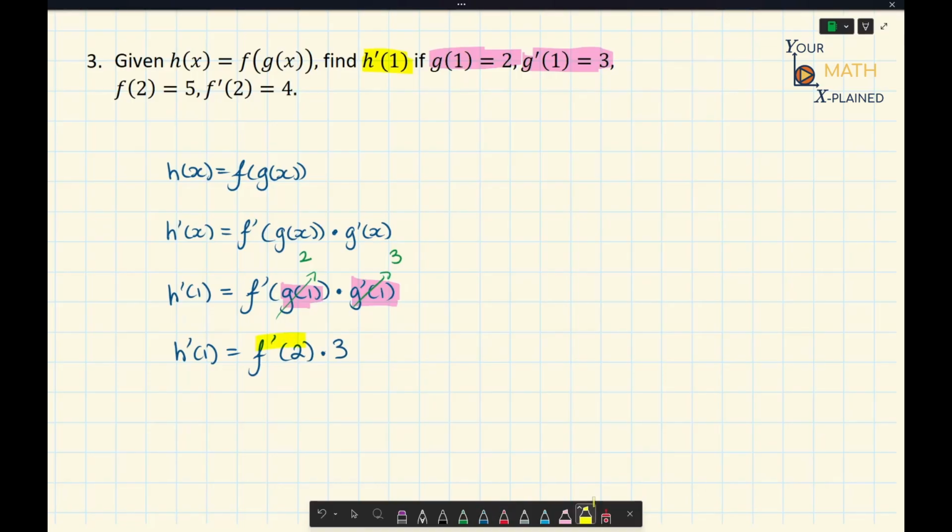But we're also given what f prime of 2 is. We're told that f prime of 2 is equal to 4. So if we go ahead and substitute that value in, we end up with h prime of 1 is equal to 4 times 3, which is equal to 12.